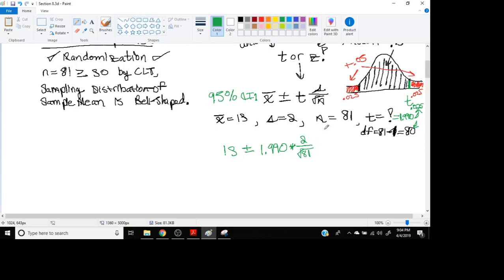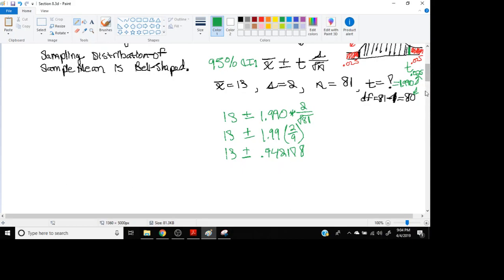Okay? And so with that, this is a 13 here. All right. Square root of 81 is 9. And so what we're going to end up with is, if you put this in your calculator, I believe you get 0.442178. Again, I apologize for how this is writing.